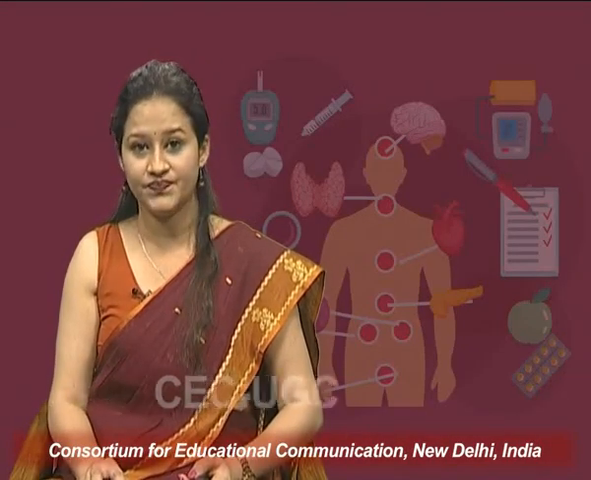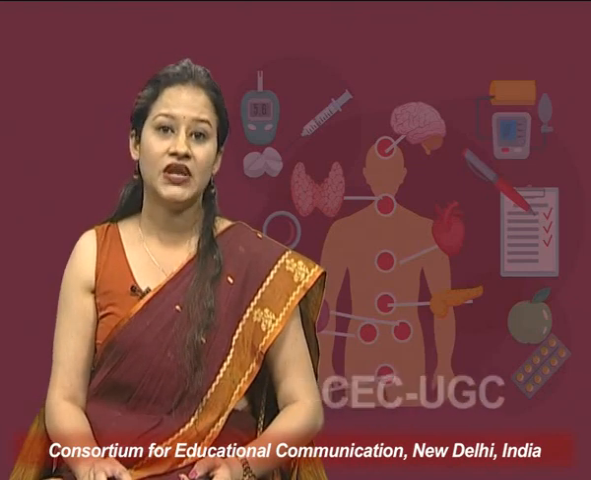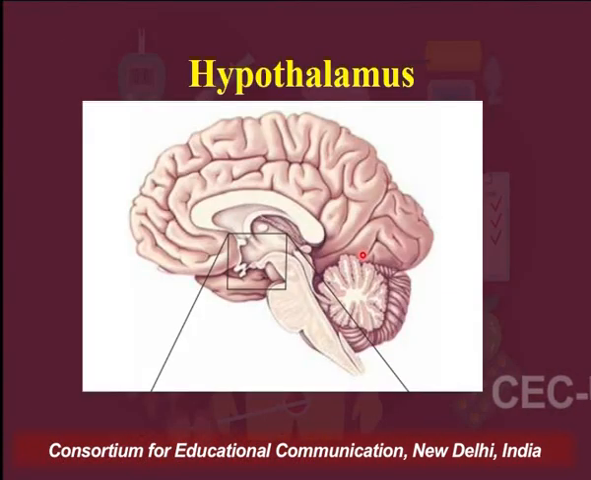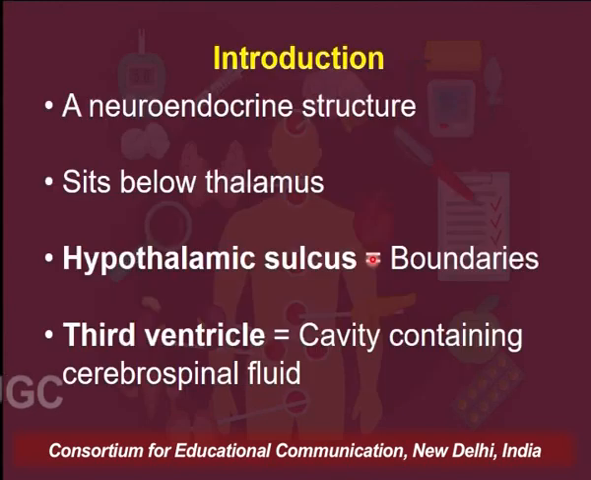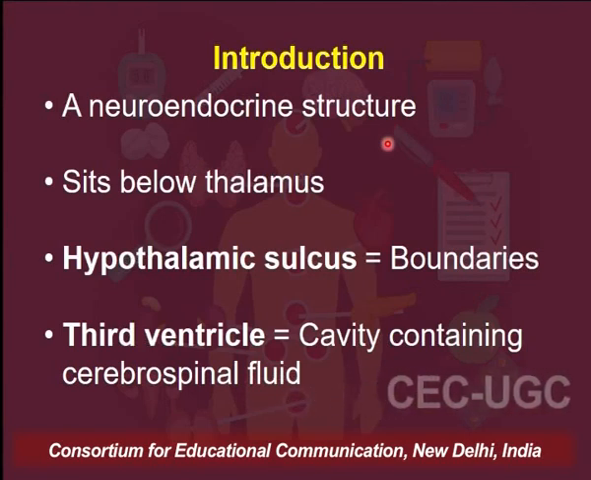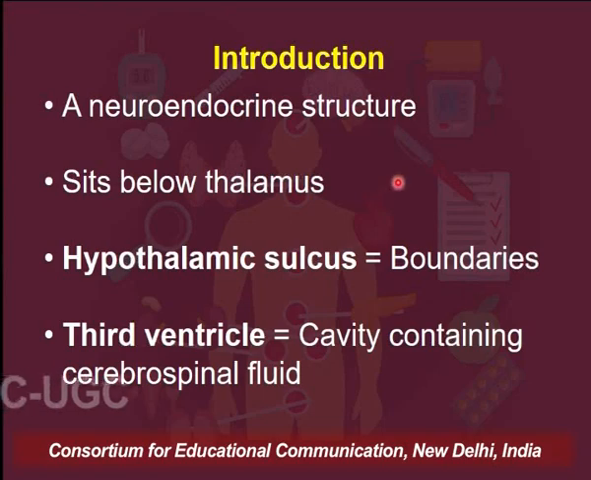So after understanding this basic, we are now in a state to take up each and every gland in detail. So let us first start with the hypothalamus. So what is a hypothalamus? The hypothalamus is a neuroendocrine structure which is very small in size and sits below the thalamus, from where it derives its name. Hypo refers to below. Thalamus is a place in the brain.